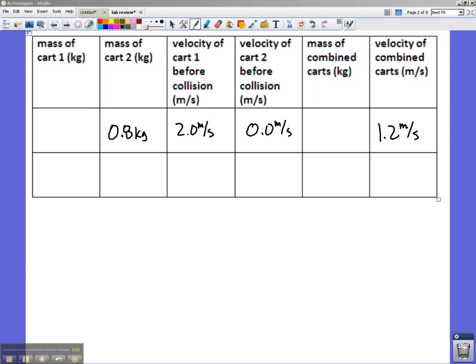Alright, in this problem, you're given the mass of cart 2, the velocity of cart 1 before collision, the velocity of cart 2 before the collision, and you're given the velocity of the combined carts. And you're being asked to find the mass of the combined carts and the mass of cart 1.